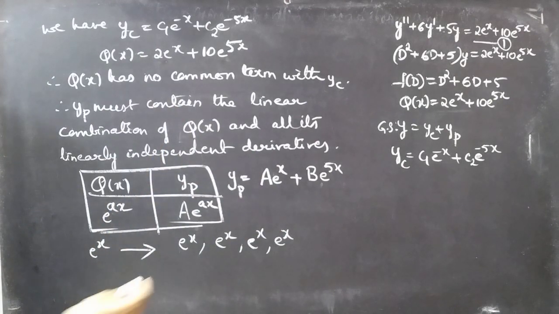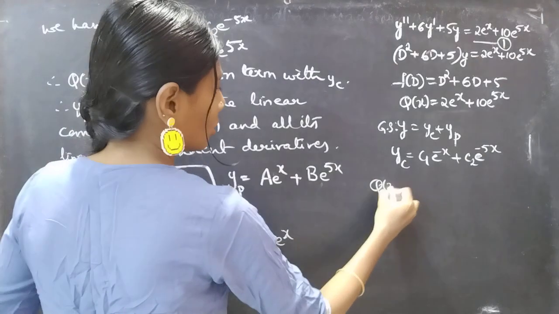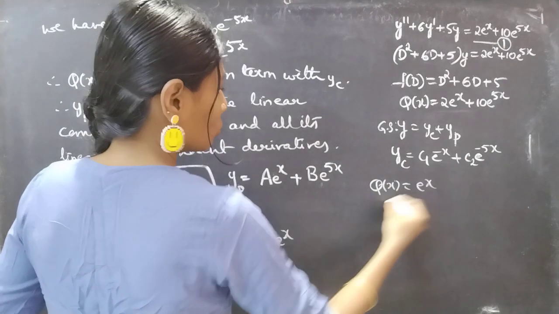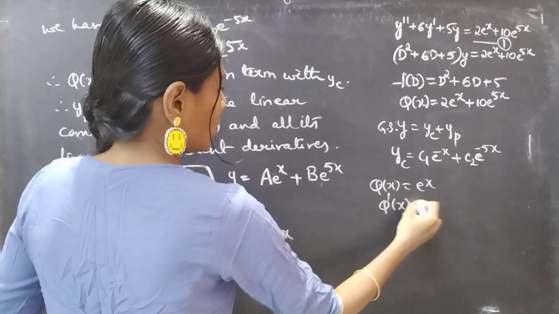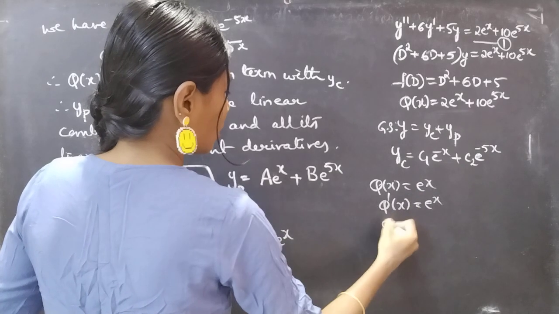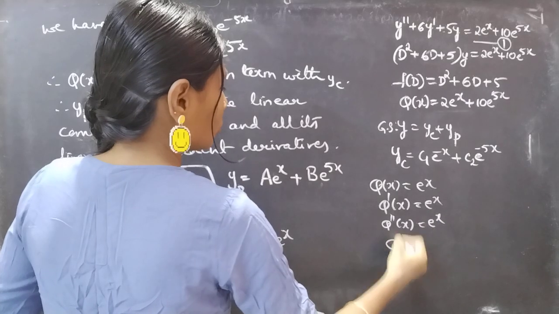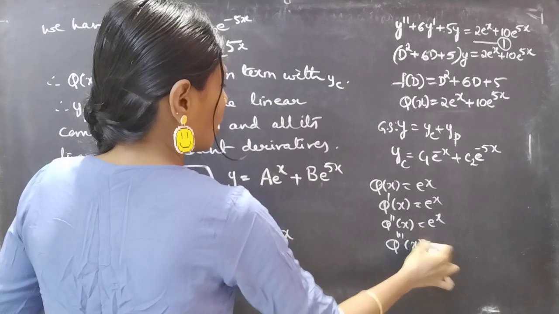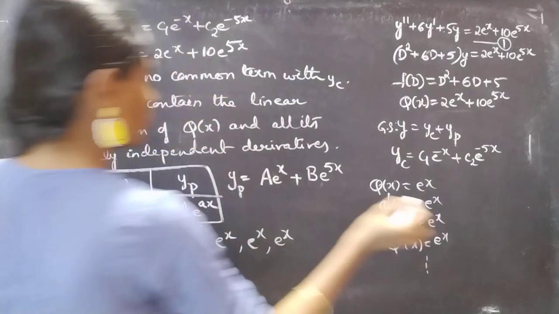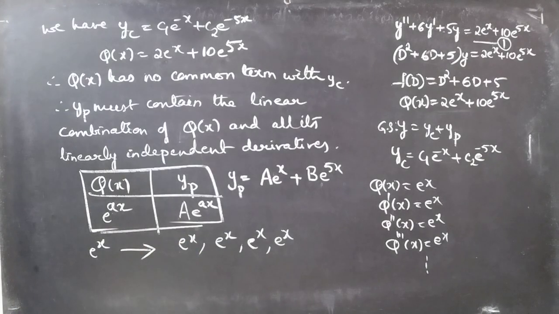I mean, if q of x is e power x, then q dash of x is e power x. Again, q double dash of x is e power x, q triple dash of x will be e power x, and so on. It just continues. You'll get e power x. All the derivatives of e power x are just e power x, right?